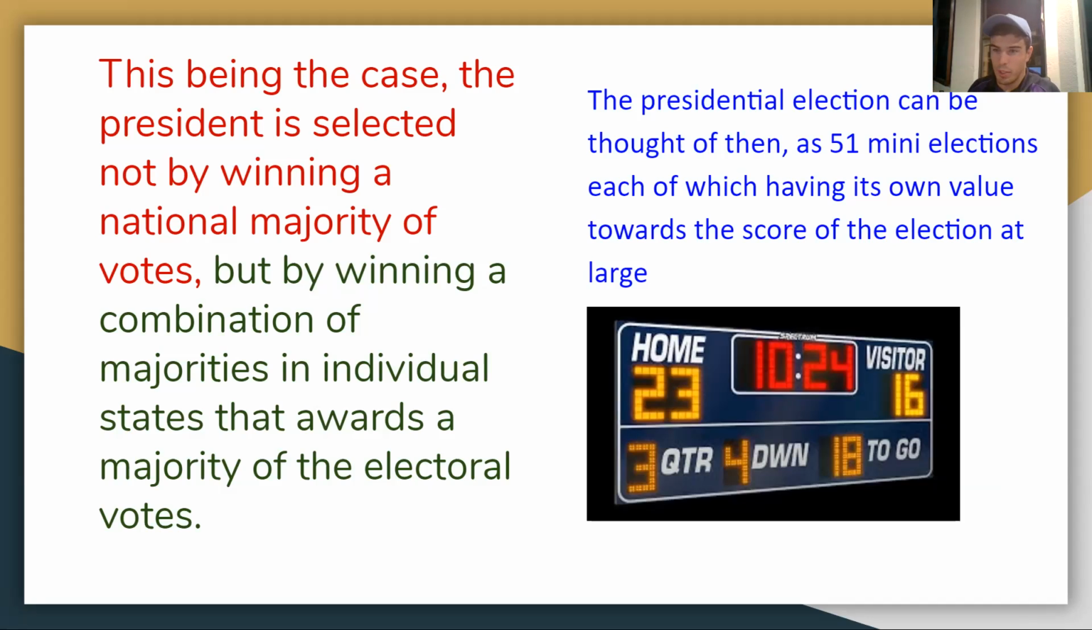So California is worth 55 points. It's like a mega touchdown, whereas states like Alaska or Wyoming, they're only a field goal at 3 points.